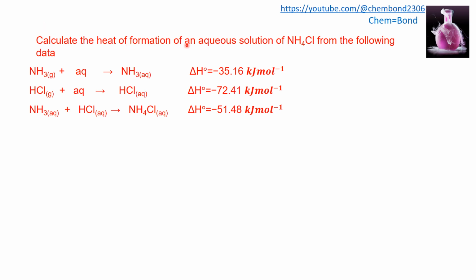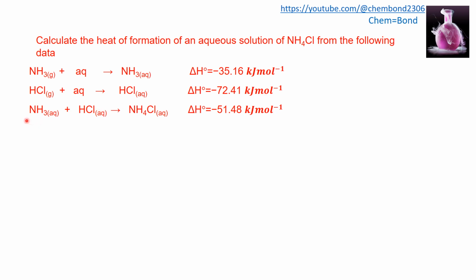Calculate the heat of formation of an aqueous solution of ammonium chloride from the following data. Ammonia gas, when it is treated with water or aqueous medium, will produce ammonia aqueous, and the amount of heat release is minus 35.16 kilojoule per mole. HCl, hydrochloric acid, in gaseous form, when it is dissolved in water, will produce hydrochloric acid in aqueous form, and the amount of heat release is minus 72.41 kilojoule per mole.